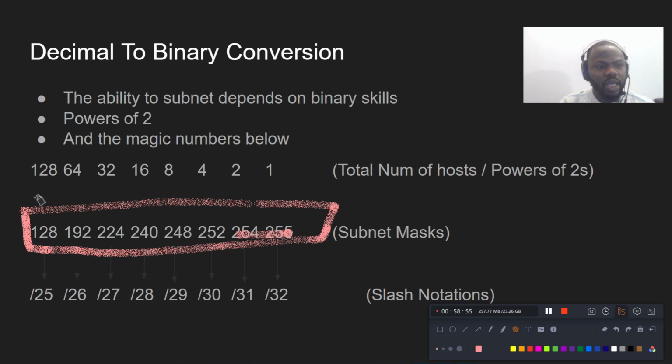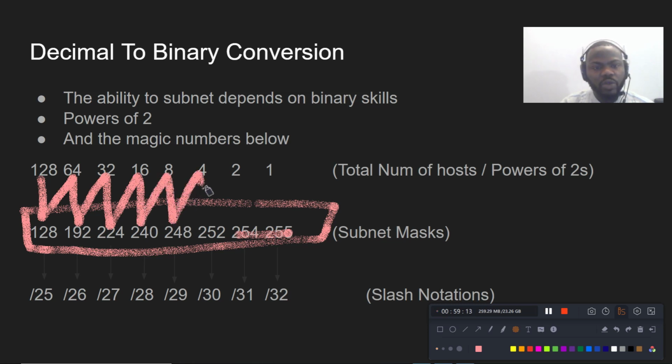So 128, I got 128 from here. How do I get 192? 128 plus 64 is 192. 192 plus 32 is 224. 224 plus 16 is 240. 240 plus 8 is 248. 248 plus 4 is 252. 252 plus 2 is 254. 254 plus 1 is 255. So these are what I want you to understand. And now we are going to start subnetting class C.